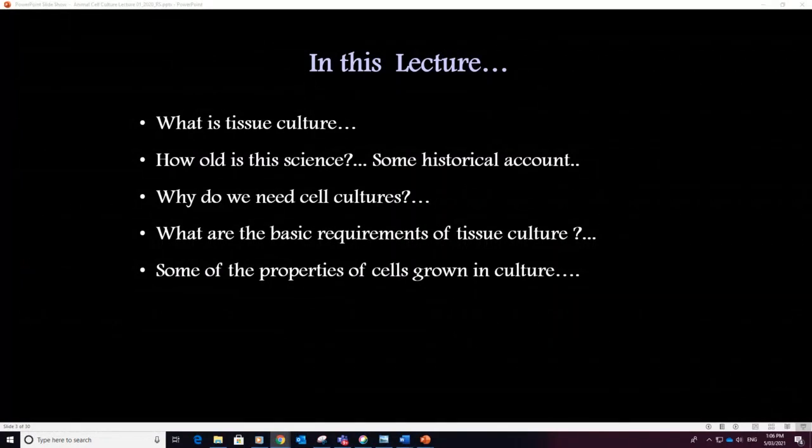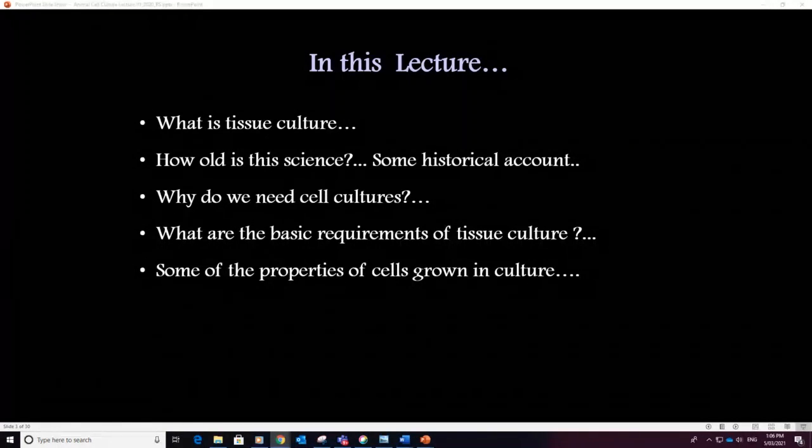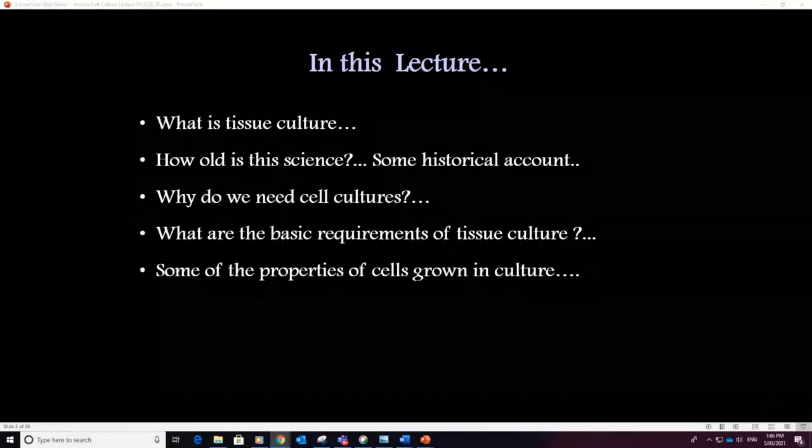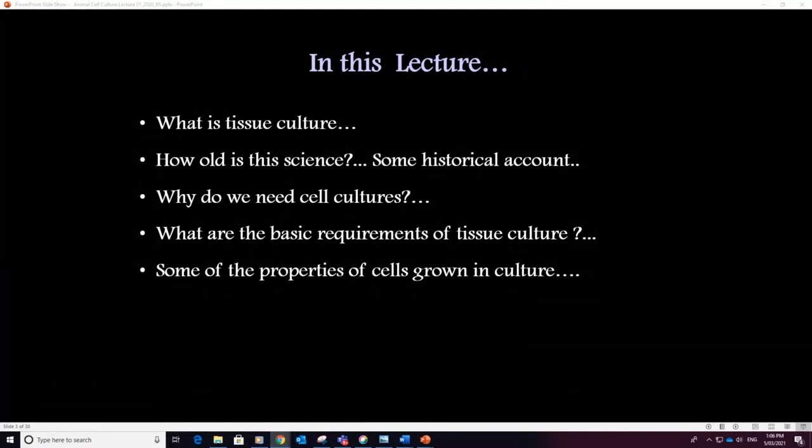So today we will cover what tissue culture actually is, how old this science is, and a little bit of the history. Then why do we need to do cell cultures in the first place? What are the basic requirements for tissue culture? And then some of the properties of the cells which are grown in tissue culture, or you can say in Petri plates.